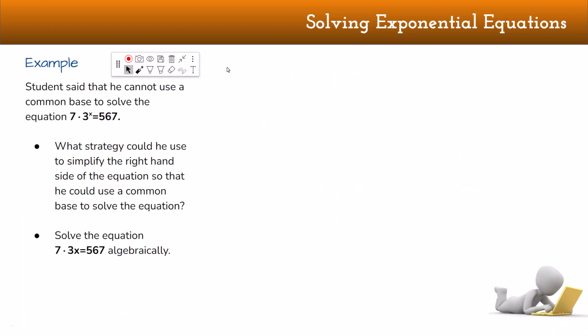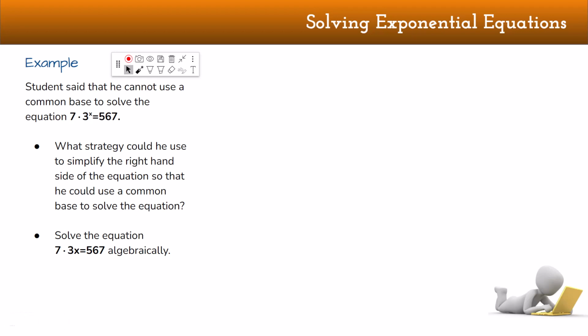So for this question, it says, a student said that he cannot use a common base to solve the equation 7 times 3 to the x equals 567. What strategy could he use to simplify the right-hand side of the equation so that he could use a common base to solve the equation?